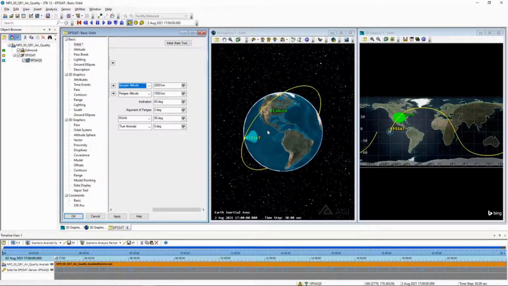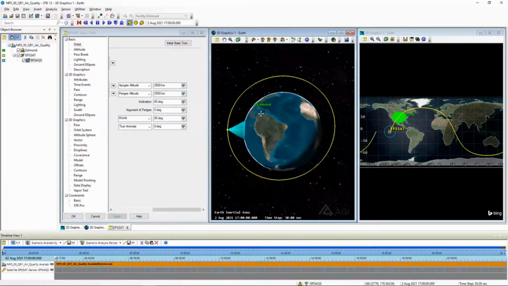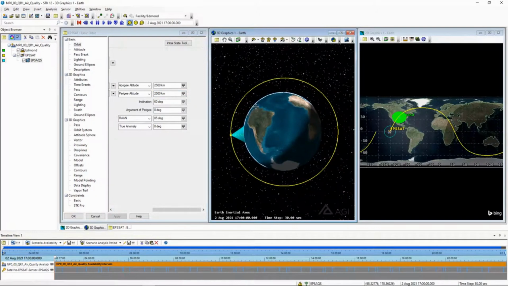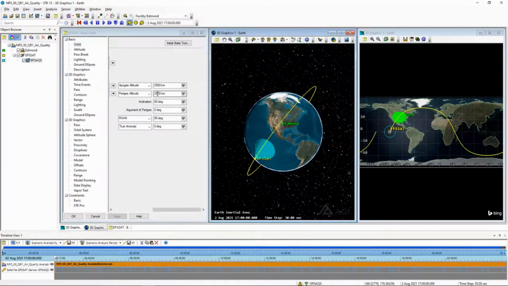Apogee means the farthest point from the Earth, technically, that your satellite gets. In other words, it's the highest part of your orbit. And perigee means the lowest part of your orbit, or closest part. So if they're both the same, if I change these to 2,500 kilometers for each, I end up with a circular orbit centered around the Earth. Great.